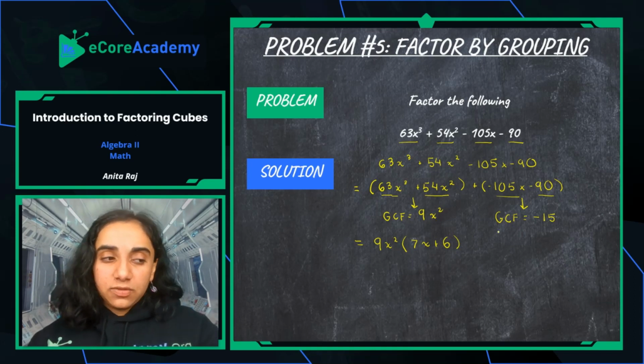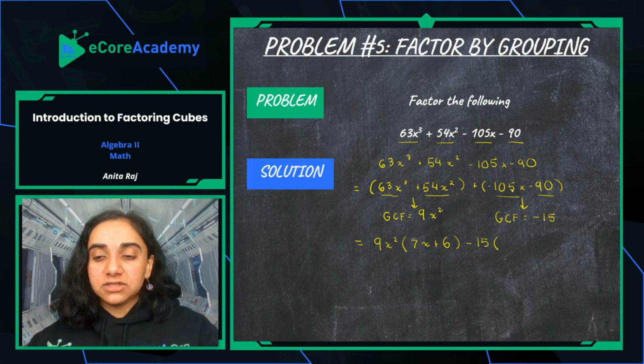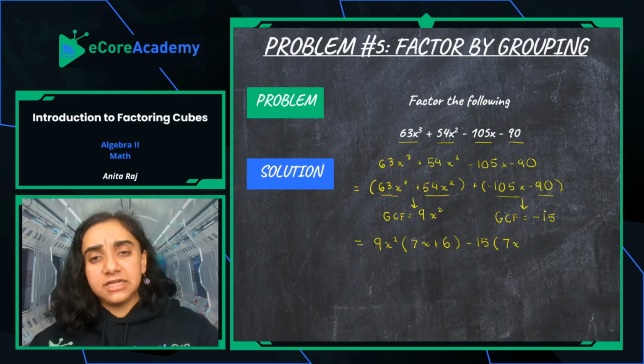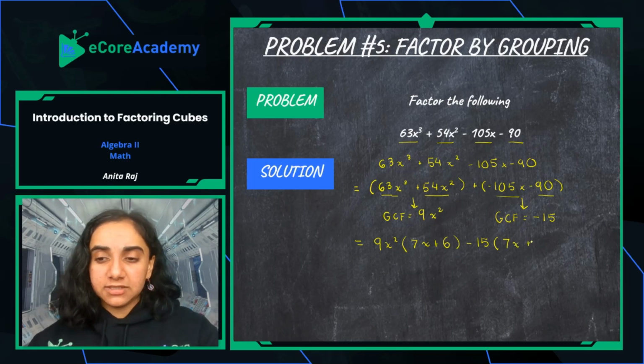Afterwards, we're going to do the same thing on this side. We're going to have our negative 15. We're pulling that out, and we're going to divide both of these terms by it. So negative 105x divided by negative 15 is going to give us positive 7, and we've got to bring the x down. And then negative 90 divided by negative 15 is just going to give us positive 6.